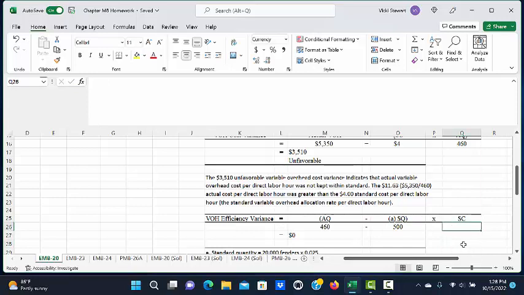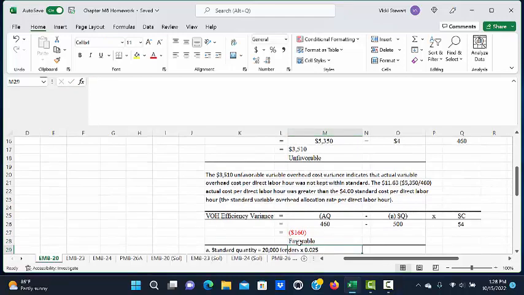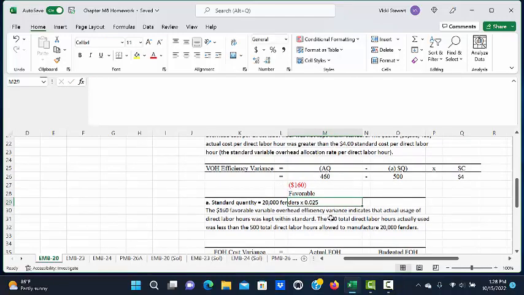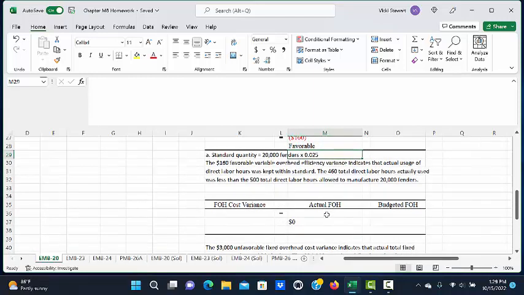And then when we multiply that by the standard cost, which we calculated to be $4 per direct labor hour, that would give us a favorable efficiency variance of $160. And the reason why is because we would have allocated 500 direct labor hours to build 20,000 fenders, and it only actually took us 460 to do it.